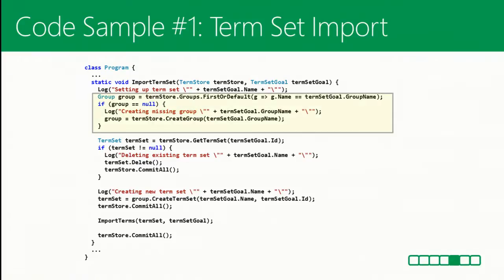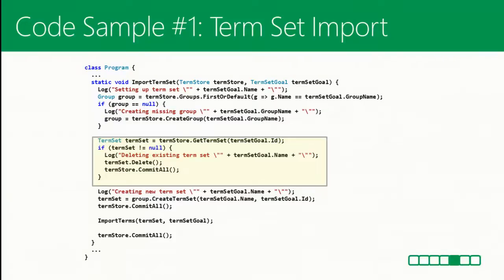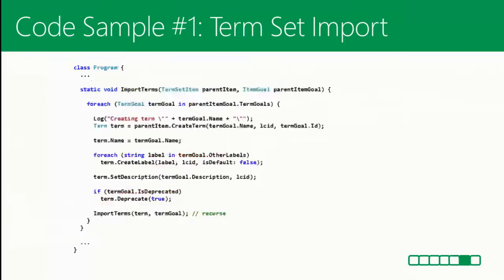So we have one section of code that goes through the groups in the term store. And I search for one with the name matching the XML that I read. And I have, again, this term set goal class that is the thing that I deserialized from the XML. And if it doesn't exist, then I create it. And then for the term set, I call GetTermSet based on the ID to see if there's a term set existing. And if it does exist, I delete it, which lets me run my demo more than once. And then I have another call to create the term set. And this is pretty simple, straightforward stuff.